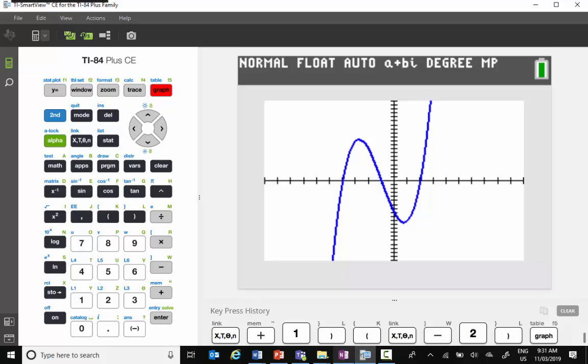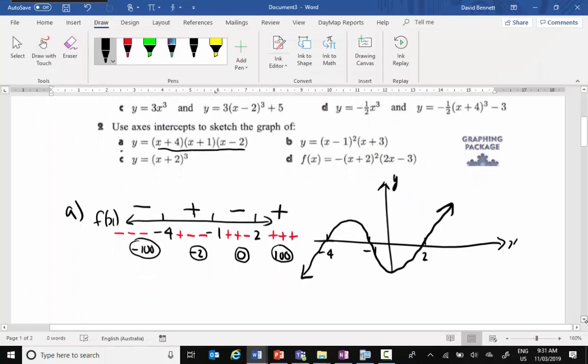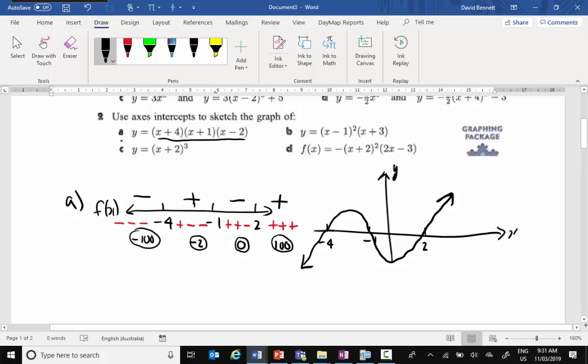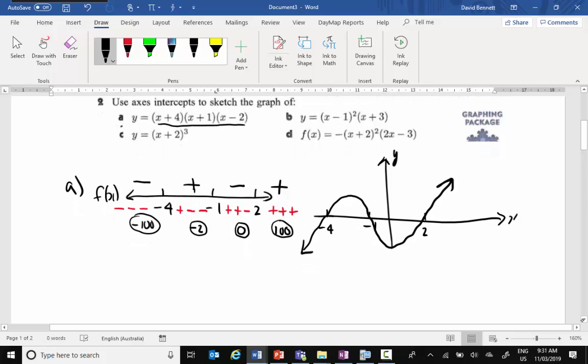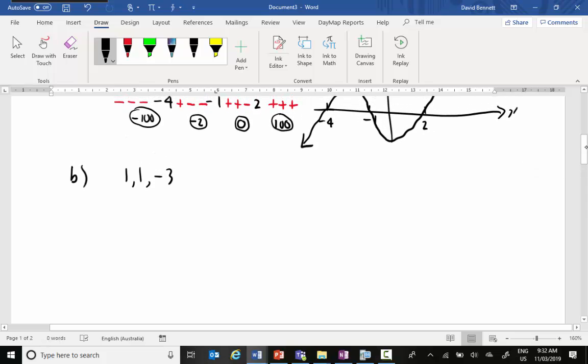Alright, so let's come back to the next one. We've got a couple of others that are interesting little graphs to do. So the next graph I've got is y equals (x take 1) squared times (x plus 3), so we're going to do b. So my factors there are going to be 1, a repeated 1, and -3. So I'm going to do my sign diagram for those values.